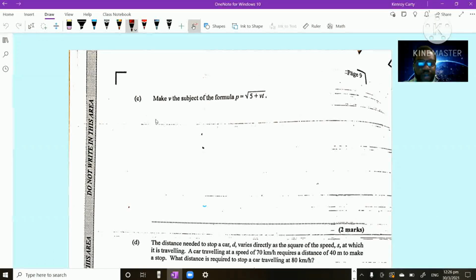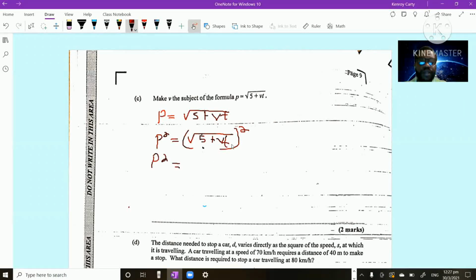All right, so let me just start by rewriting this. So I have P equal the square root of all of 5 plus VT. All right, so what do I do? Now, before I can remove anything around the V, of course, I'm going to have to get rid of the square root because the square root is over everything. Now, remember to transpose, we do the opposite of what we have. So the opposite of square root is square, which means I'm going to have to square both sides. So P squared equal the square root of 5 plus VT all squared, all right? We square both sides. I'm going to have P squared equal.